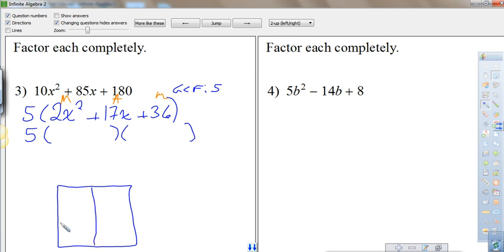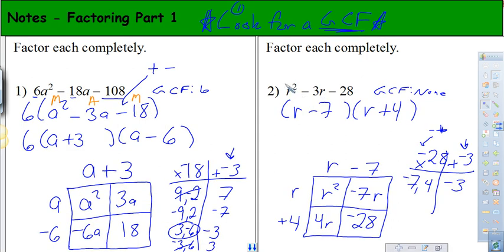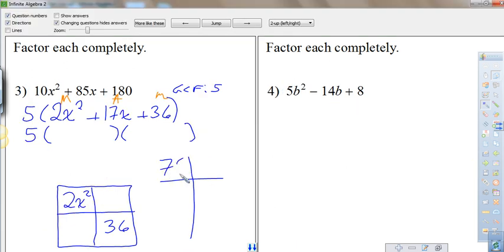Alright, so we're dealing with a 2x squared, and we're dealing with a 36. Now, we do not need numbers that multiply to 36. We need numbers that multiply to 2 times 36. That's actually what we were doing in the previous ones, but this first number was 1. So 1 times negative 28, we just jumped right there. And same with this one. 1 times negative 18 was just negative 18. So with this one, 2 times 36 is 72, and this is a positive 72.